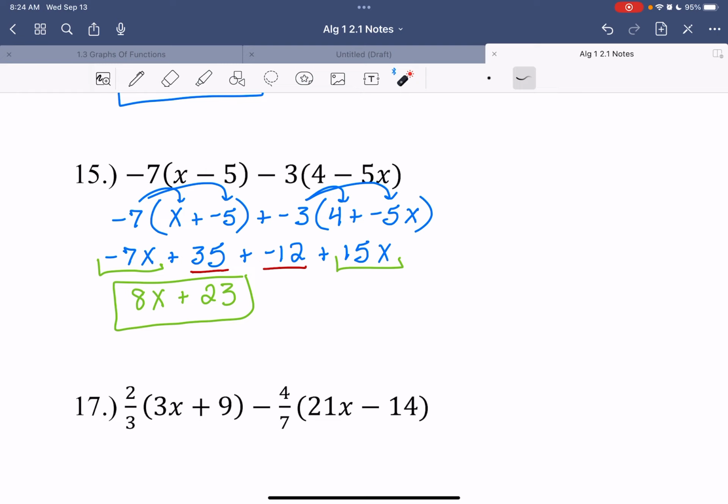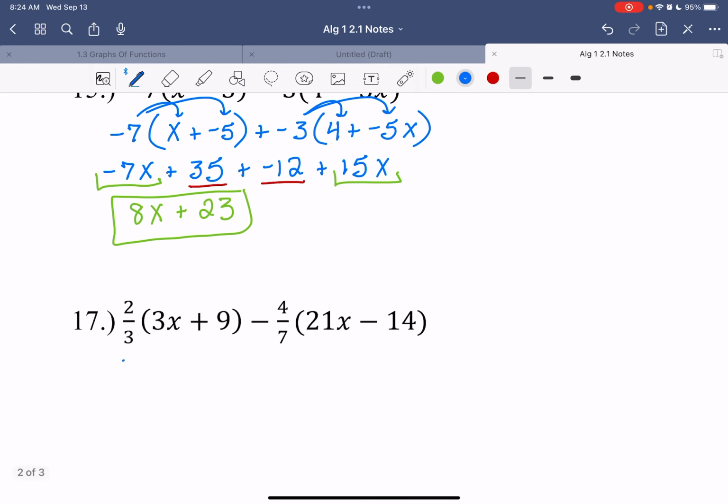Okay. Next, this one doesn't have nearly as many negatives, but it still has a couple. So the first thing I'm going to do is rewrite those subtracts as negatives like we did in that last step. So 2/3. Please use two lines of paper for your fractions. 3x plus 9. Now I'm going to rewrite the subtract as plus a negative 4/7, 21x plus a negative 14. Trust me, you're going to save yourself a lot of heartache by doing that first.